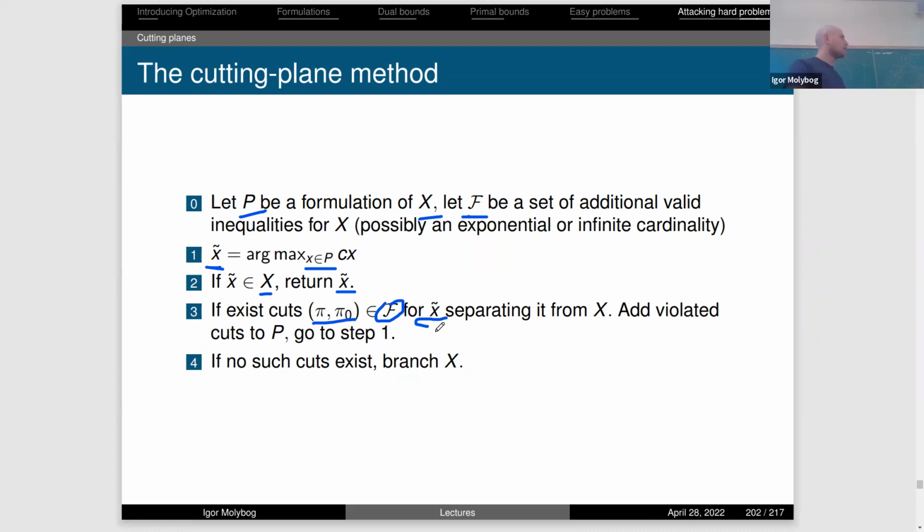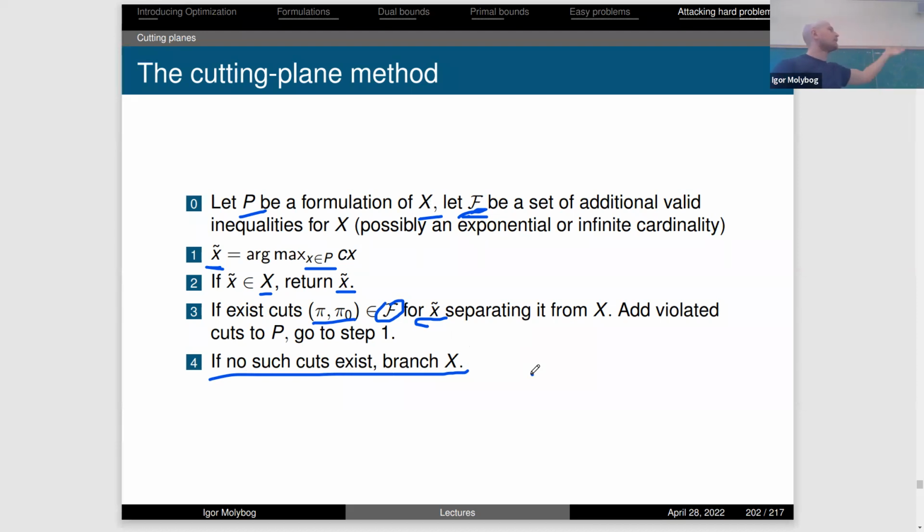So basically, we are cutting off exactly as we discussed in the beginning of our lecture. We're cutting off points that we do not want the linear programming relaxations to converge to anymore by adding new constraints to our LP. If no such cuts exist, then we go back to branching. But normally, if your set F is rich enough, then you don't need to do it. Never.